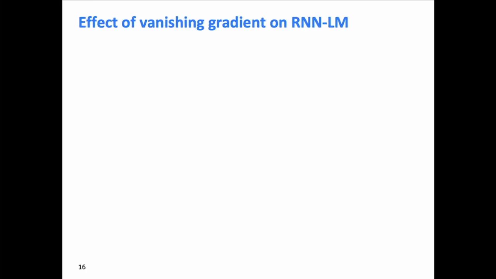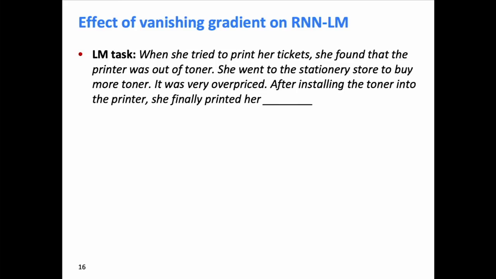Okay, so this is all pretty theoretical. I think this example should make it a little bit more clear why the vanishing gradient problem is bad. Last week we learned about RNN language models. And if you remember, language modeling is the task where you have some kind of text and you're trying to predict what word should come next. So here's a piece of text. It says, when she tried to print her tickets, she found that the printer was out of toner. She went to the stationery store to buy more toner. It was very overpriced. After installing the toner into the printer, she finally printed her. Can someone shout out what word you think should come next?